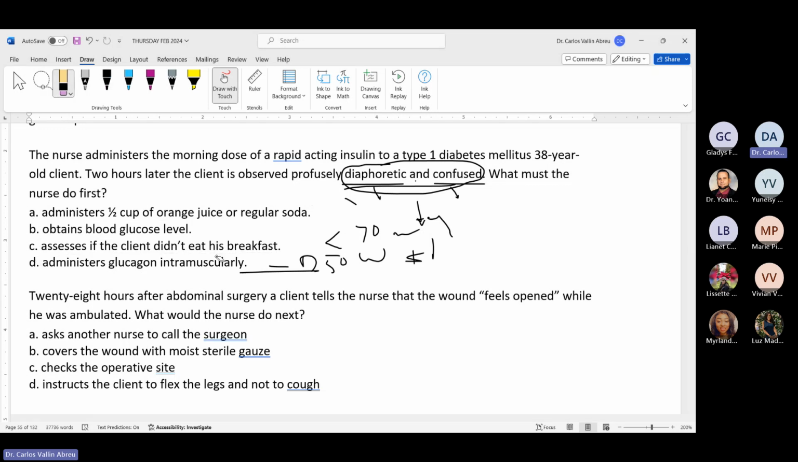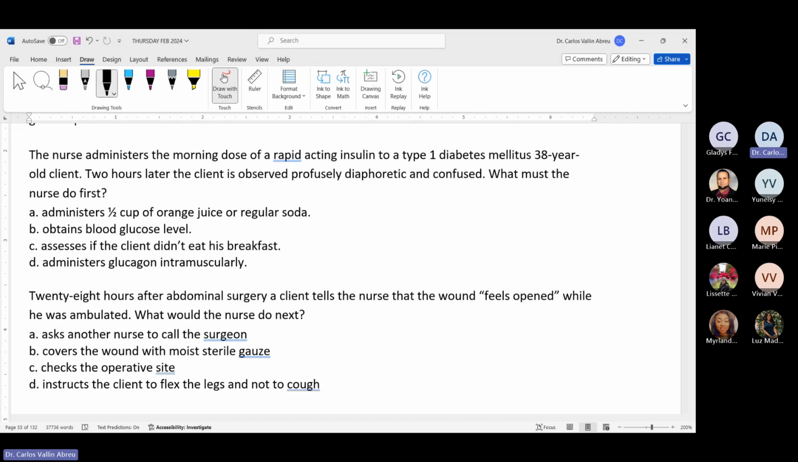And it's a question that if you are one of those students that rush and don't read all the options and consider all the options, you could commit the mistake of selecting A. Some could select D, okay? And even some could select C, which is not helping at all, because independently of the fact that if the client had or had not the breakfast, the client is having symptoms suggestive of hypoglycemia. Okay, so take care with this kind of question, which is very anxious.